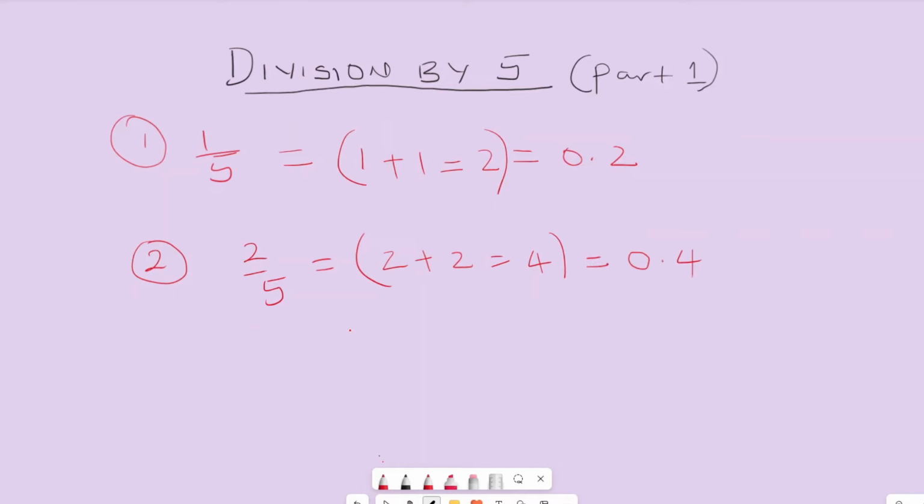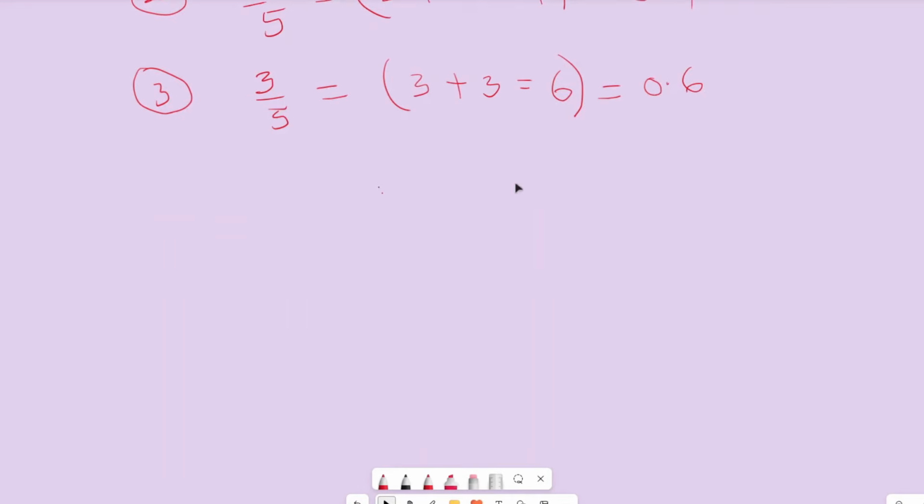0.4. Beautiful. Likewise, the third example is 3 divided by 5, which is equal to 3 plus 3 to give 6, and this is basically equal to 0.6. So you don't need a calculator for all this addition or division. All you need to do is just add the numerator and you get your answer.